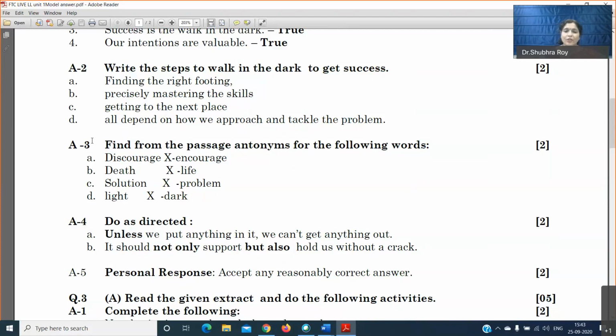Then go to the next one. "Not only but also" you have to write. It should support or hold us with a crack. It should not only support but also hold us with a crack. Okay, that you have to remember.